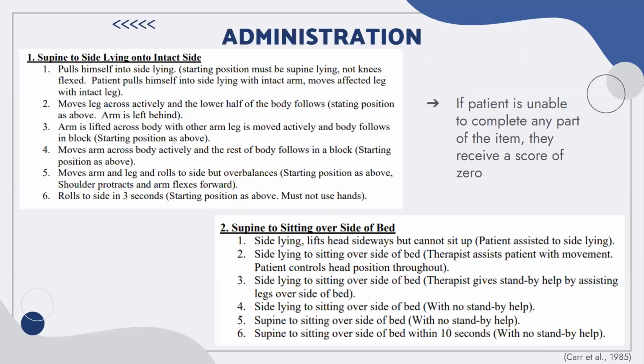So this is a breakdown of the items and how clinicians are able to assess the individual's ability to complete the tasks. As you can see, the tasks are listed. The task listed as number 1 is where the patient requires the most help or assistance, and moving to task number 6 is where the patient is the most independent. Something else to keep in mind is that if the patient is unable to complete any part of the item, then they receive a score of 0.